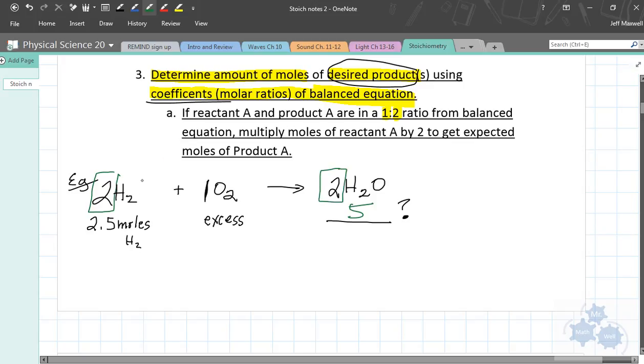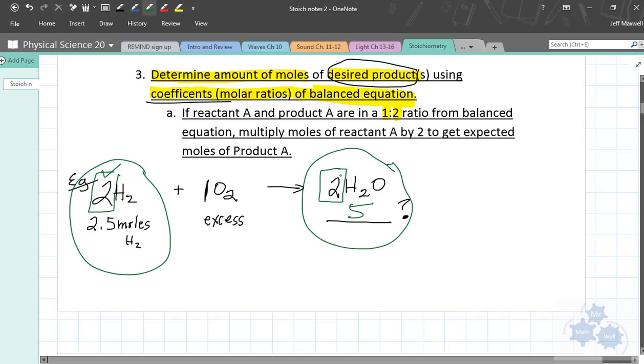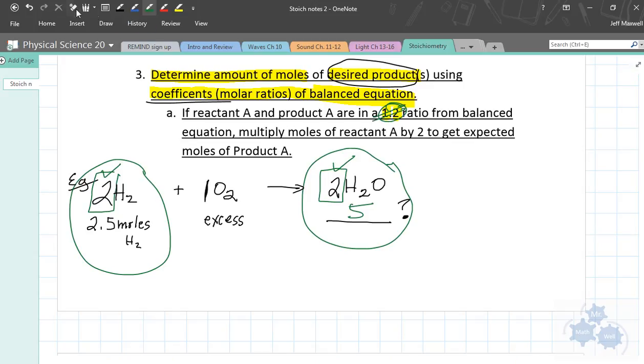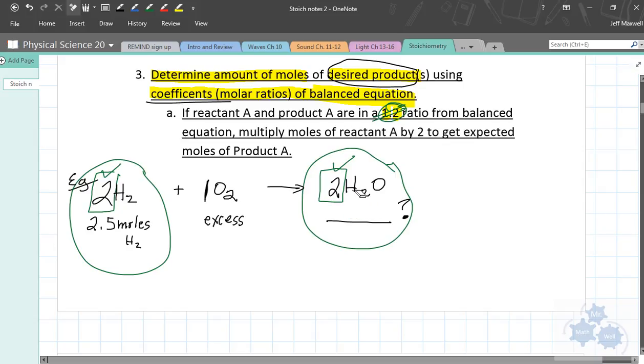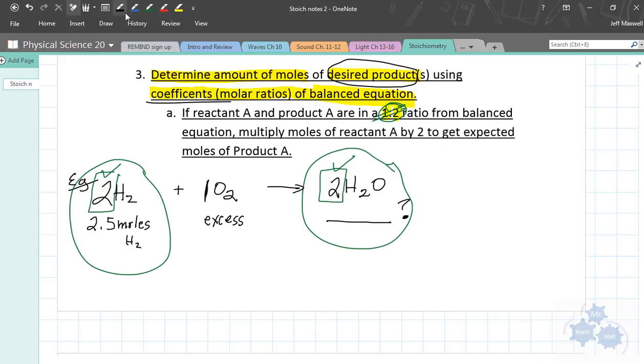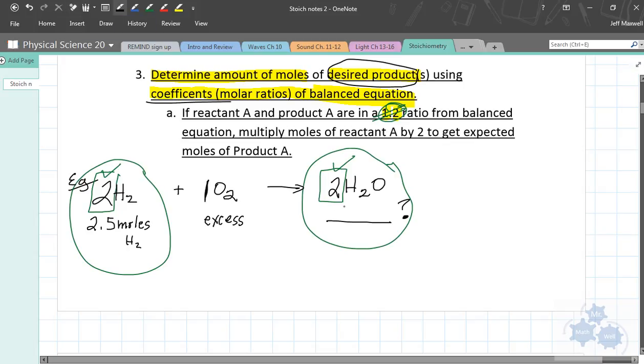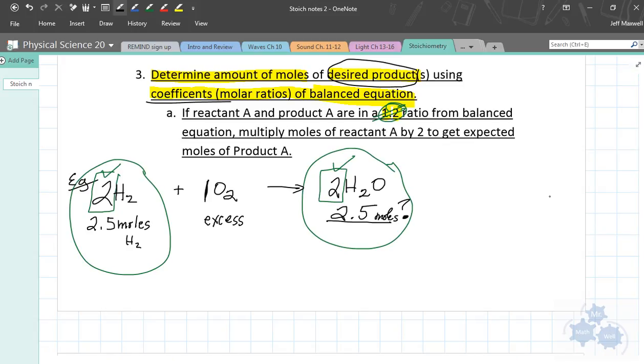Okay, so we're given moles of H2, and we want moles of water. So you look at the coefficients from the balanced equation. In the example before, it was 1 to 2, yes. But in this example, it's a 2 to 2. See that? Because it's a 2 to 2 ratio, we should expect the exact same number of moles. Make sense? 2 to 2, 1 to 1, the same. That's pretty easy, right? Very, very easy.